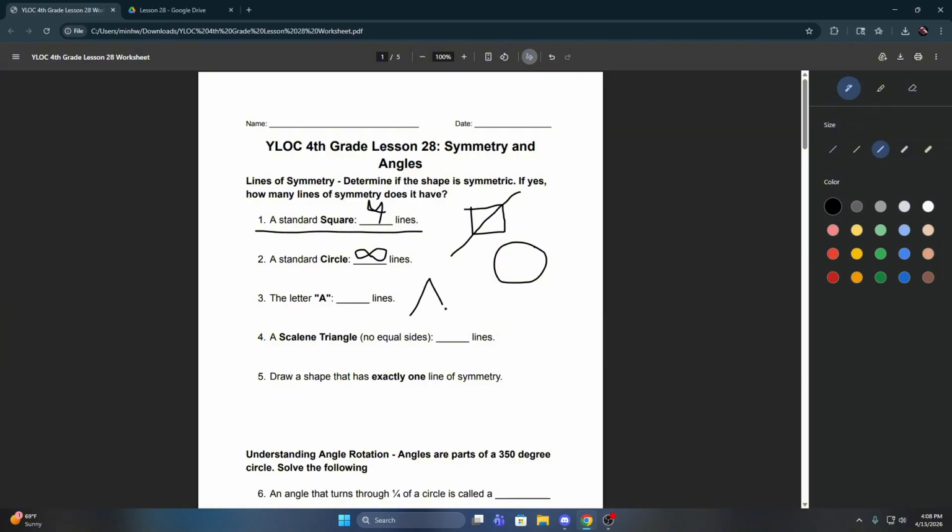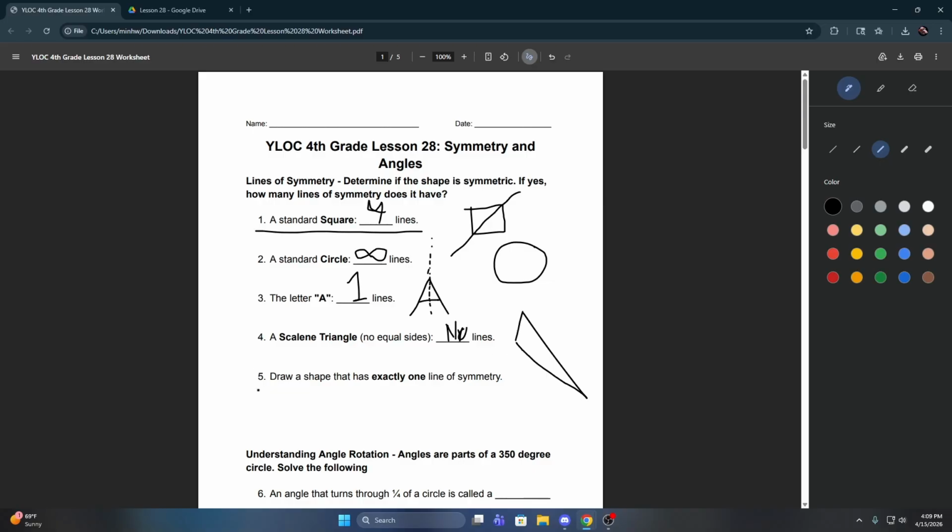Now what about the letter A? There's only one right answer here, and that's splitting it right down the middle here. That was not a very good middle, was it? So splitting it right down the middle like that would give you two equal halves. That is the only possible combination. And for a scalene triangle, which means no equal sides, so if I were to just draw it out, maybe something like that is a scalene triangle, it is impossible to have a line of symmetry because all the sides are different. So no lines of symmetry.